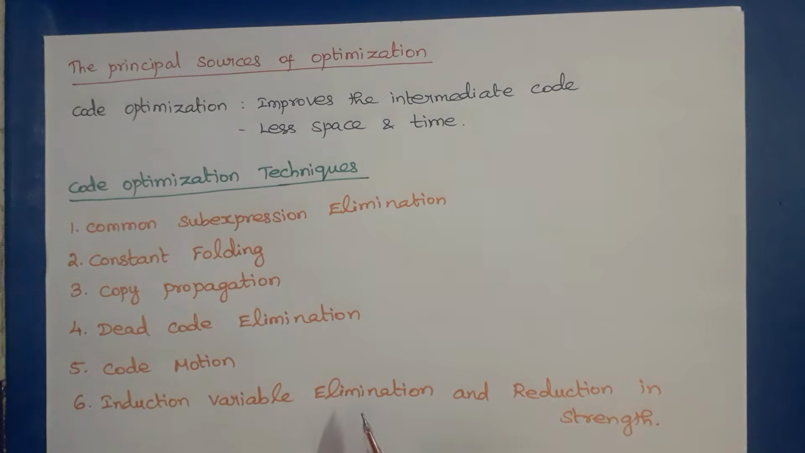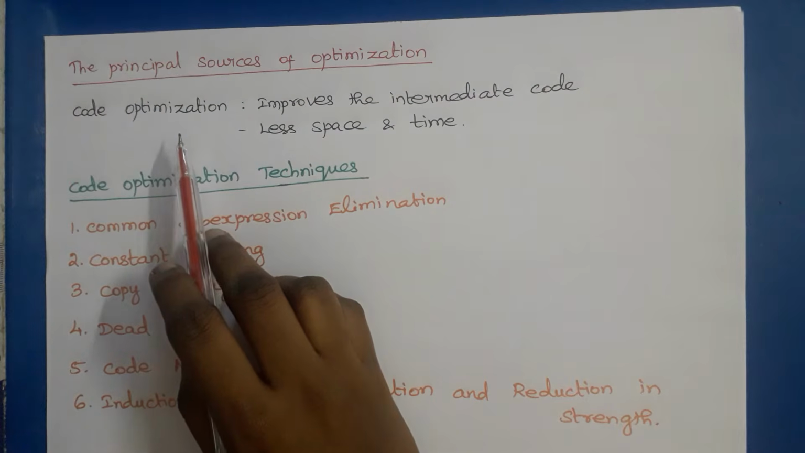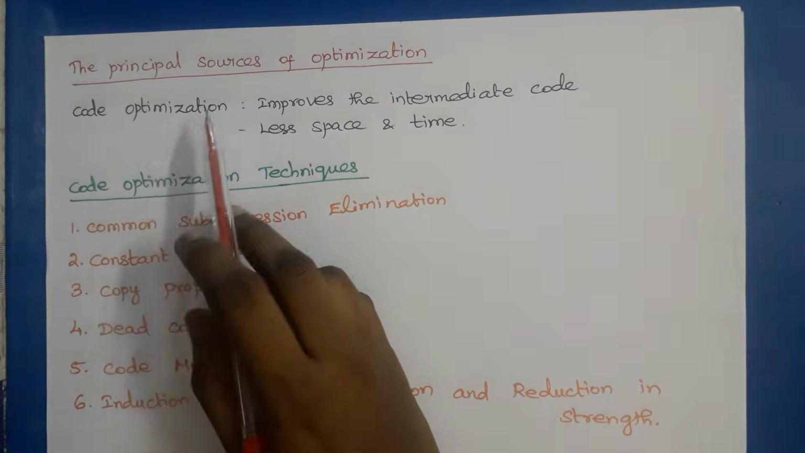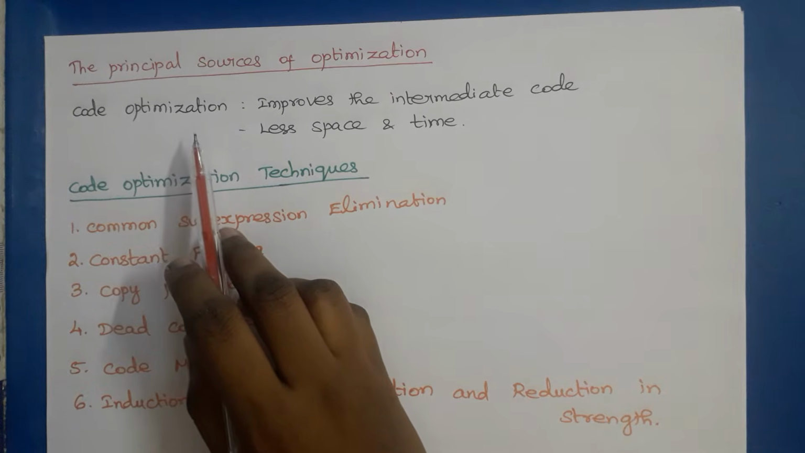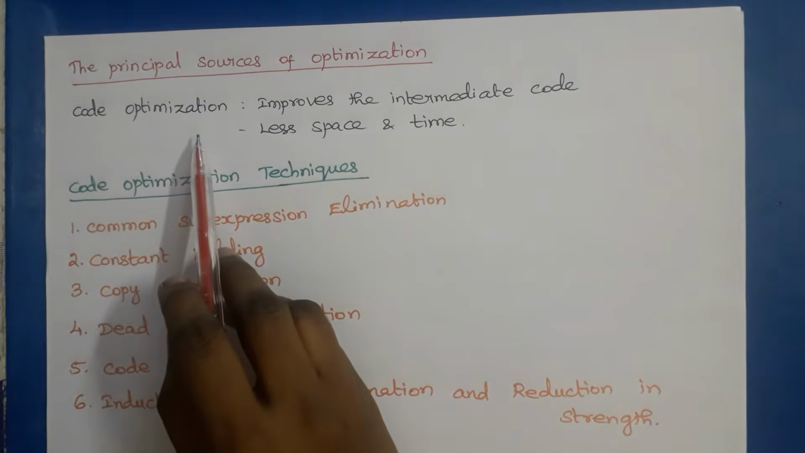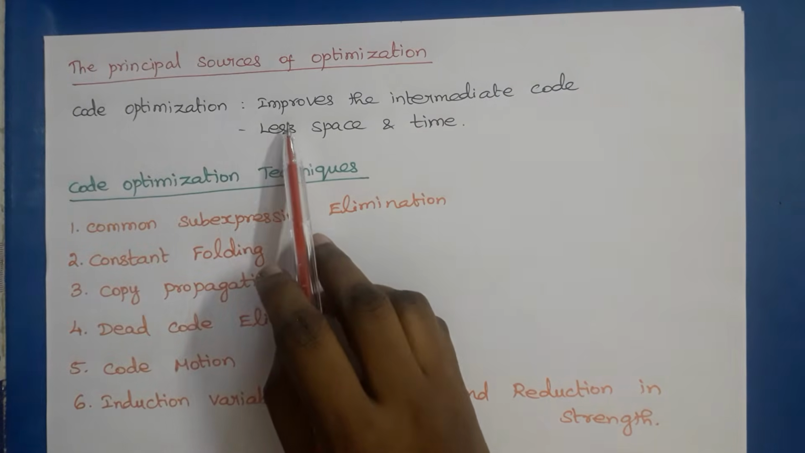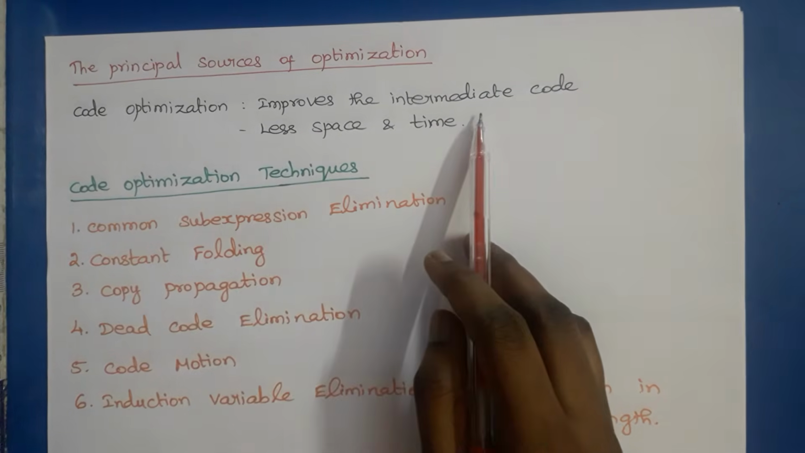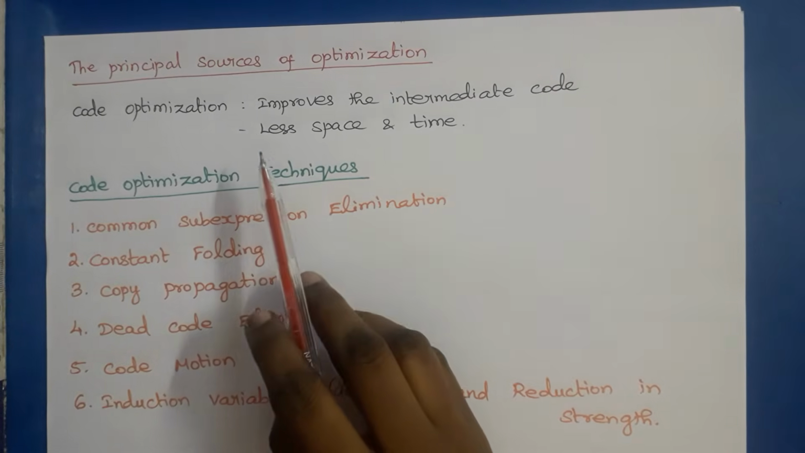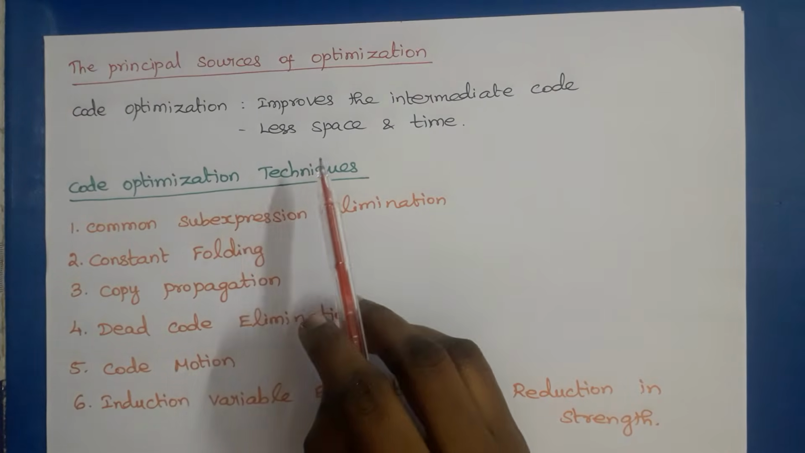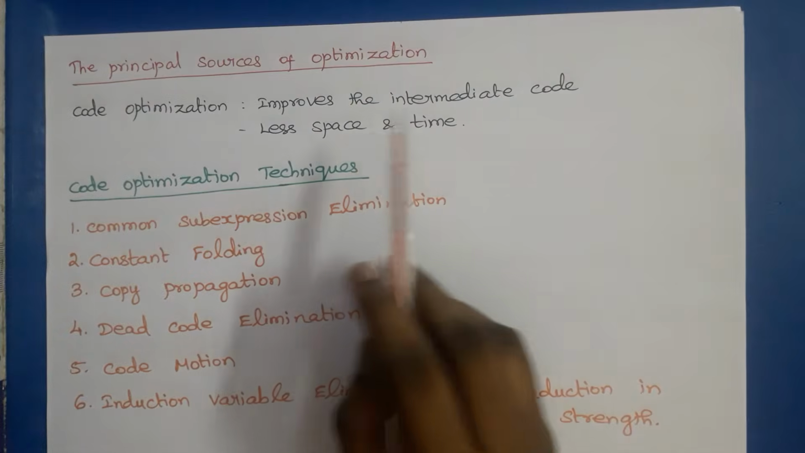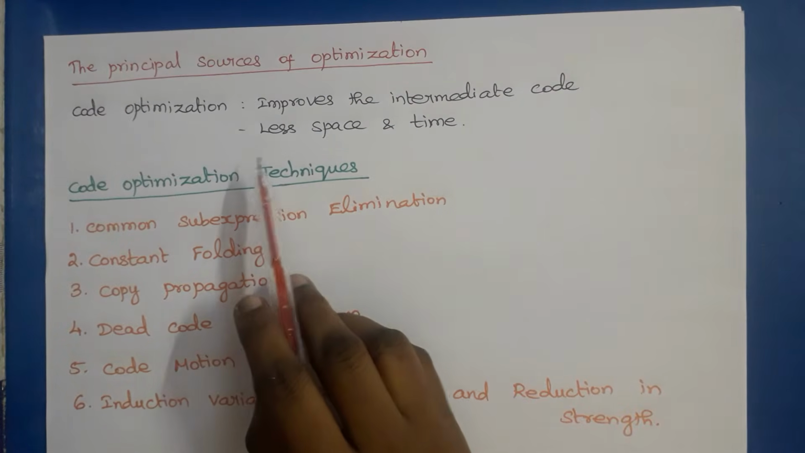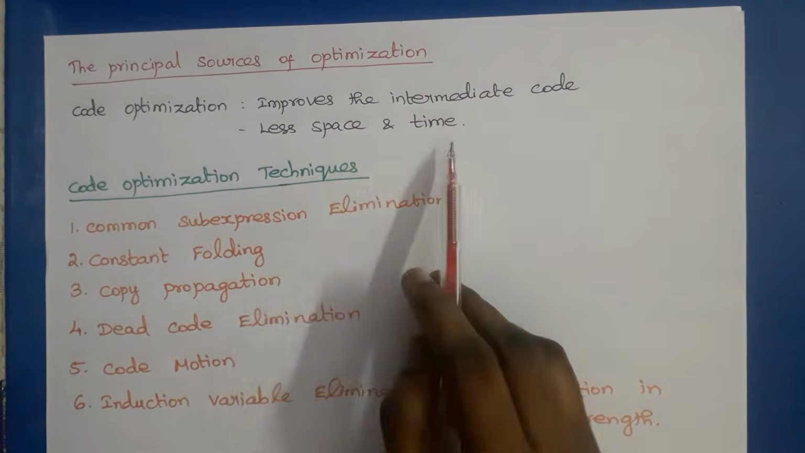Hello everyone. In this video, we are going to discuss the principal sources of optimization. The code optimization phase is placed after the intermediate code generation phase in the phases of the compiler. The code optimization phase is used for improving the intermediate code. That is, this phase will apply some simple transformations to improve the intermediate code. So it will reduce the space occupied by the program and time also.